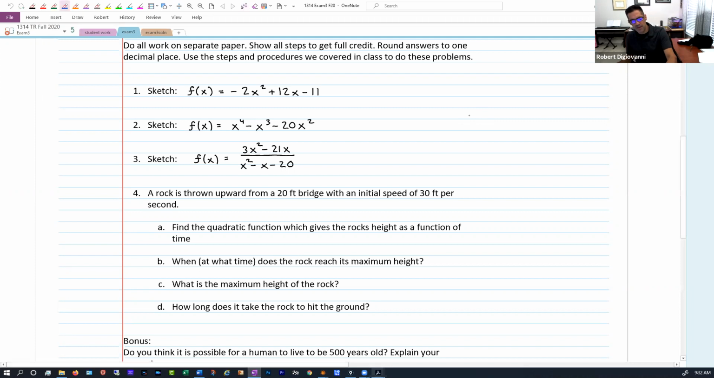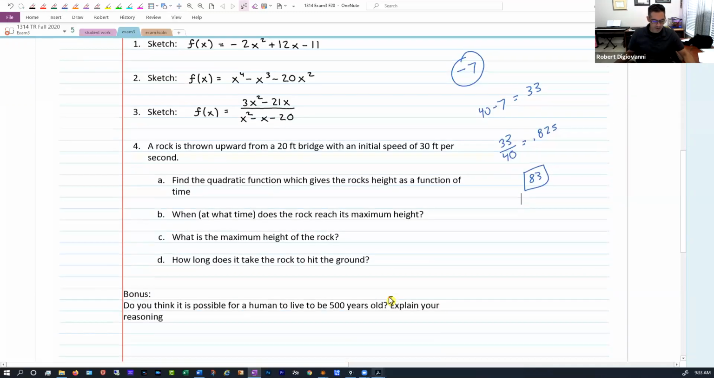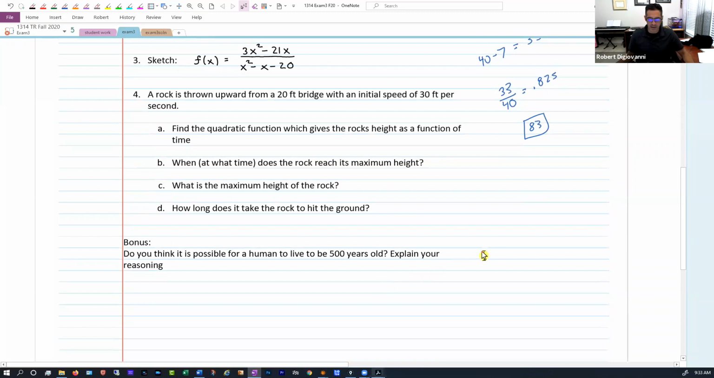So if on your test I said like -7, then you would do 40, take away 7, that would be 33. Then you would divide 33 by 40, and that would give you your percentage. 33 divided by 40 is 0.825, which I probably would have rounded up to an 83. And then I also added bonus if you turned in the bonus problems that I had asked you to turn in.